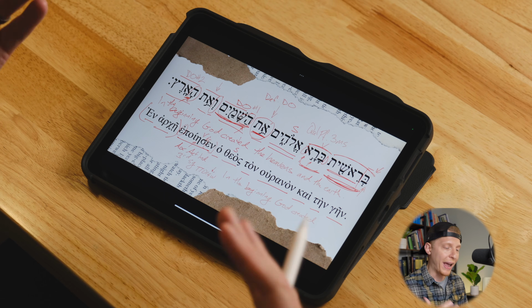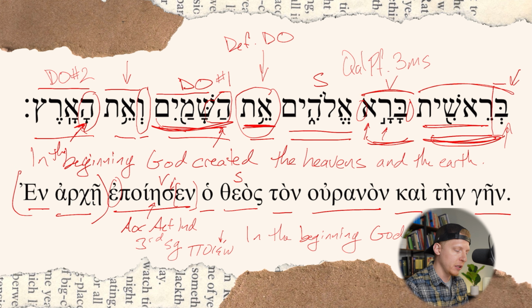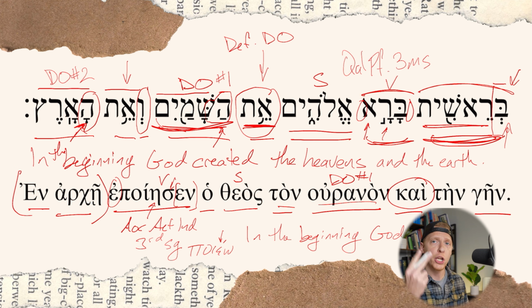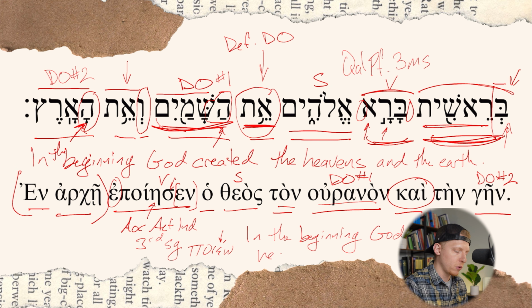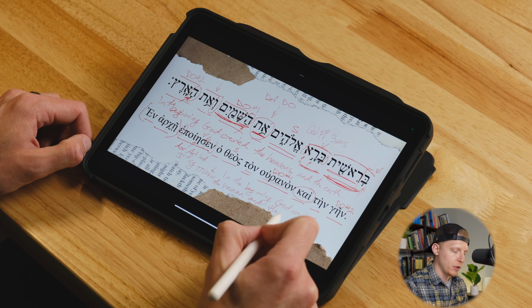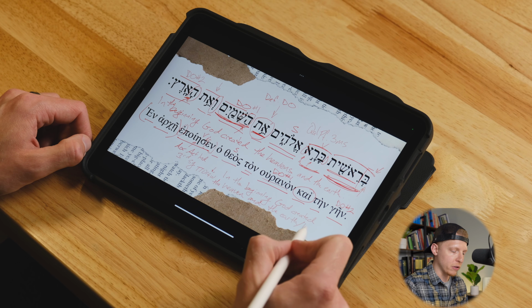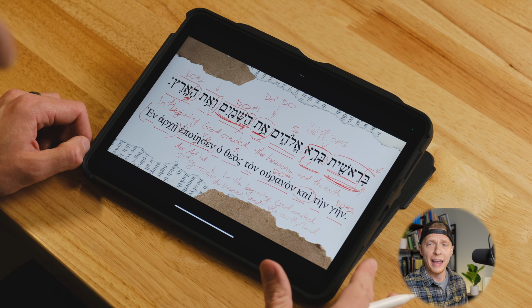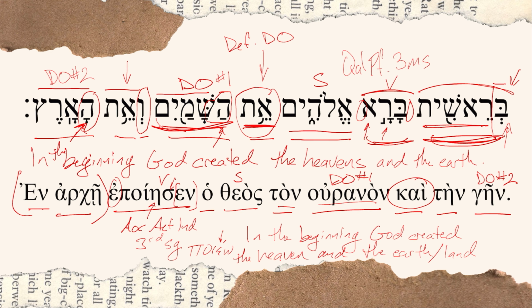What did he create? We have two nouns in the accusative case. Ton ouranon, this is our direct object number 1, bound by the kai, connecting two sames. And we've got direct object number 2 here. God created heaven, or the heaven, and the earth. Or we could even do land too. Ge can also be land. So here we've got very literalistic, very straightforward, very beautiful translation of the Hebrew. Both of these passages, same passage in both of these languages, very beautiful.